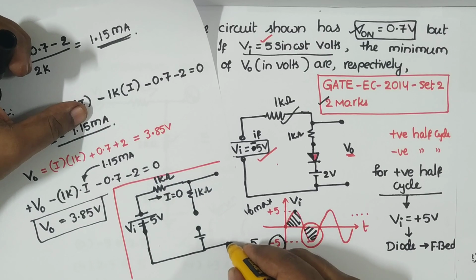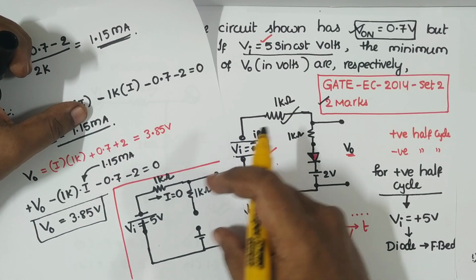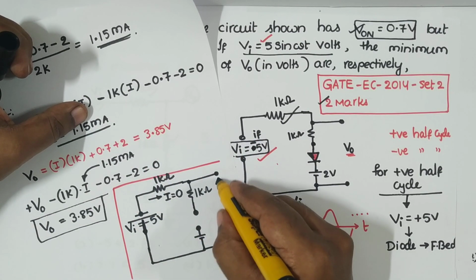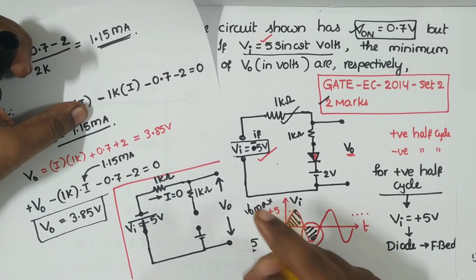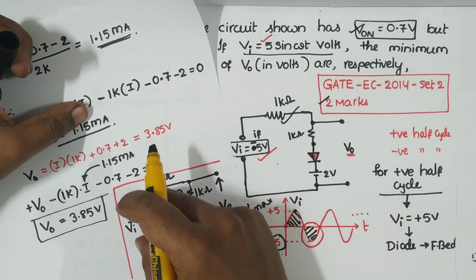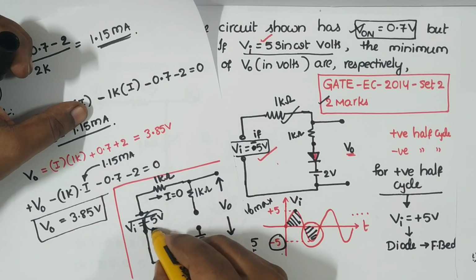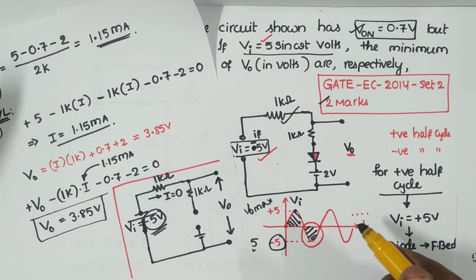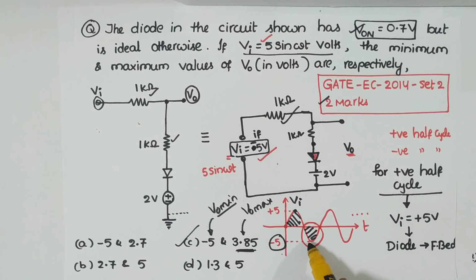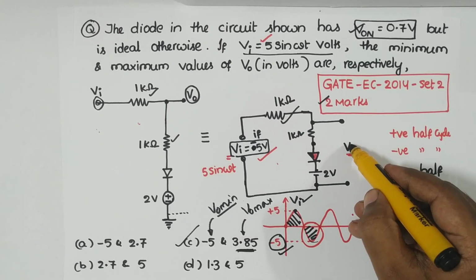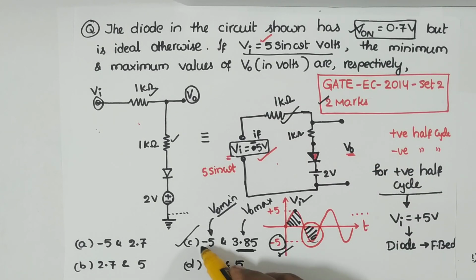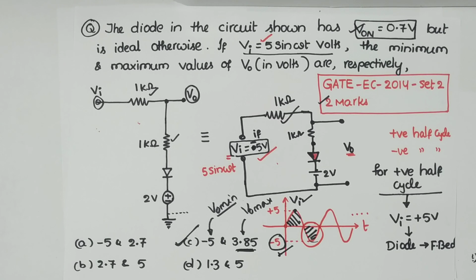Now this is my V0 here. So V0 is equal to Vin. But what is Vin? Vin is equal to negative 5 volt. So for the negative half cycle, Vi is negative 5 volt and V0 is again the same as input, that is negative 5 volt. Therefore the correct option is option C, minus 5 and 3.8 volt.